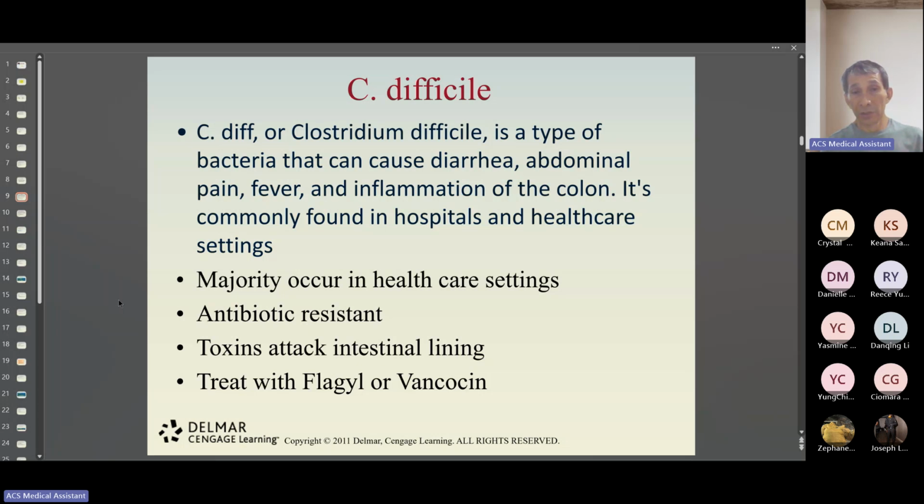I'm going to tell you which questions are going to be on your test, but C. diff, pay attention to it because one of the students mentioned once, what is it? So what is C. diff? Remember, this is Clostridium difficile. This is a bacteria. So always think about that. It just is a bacteria because if it is a bacteria, it's going to be treated with antibiotics.